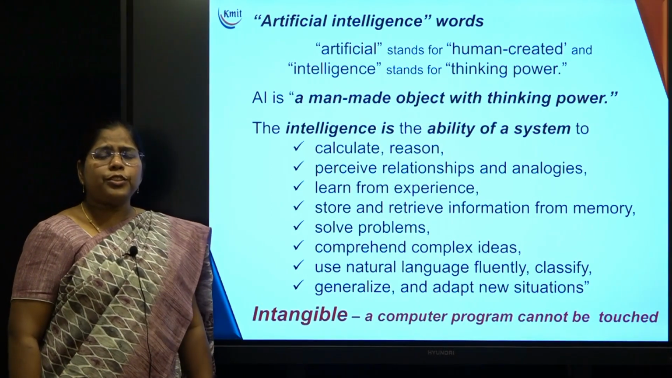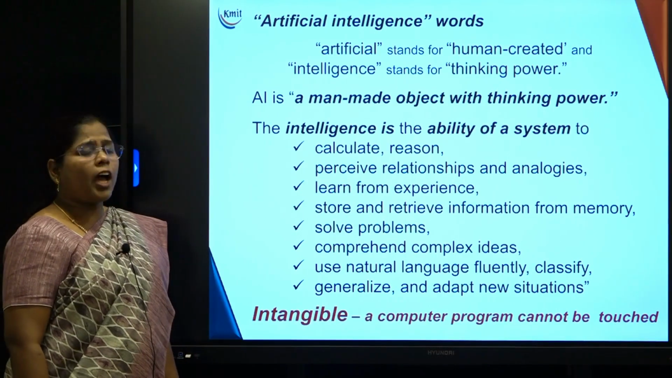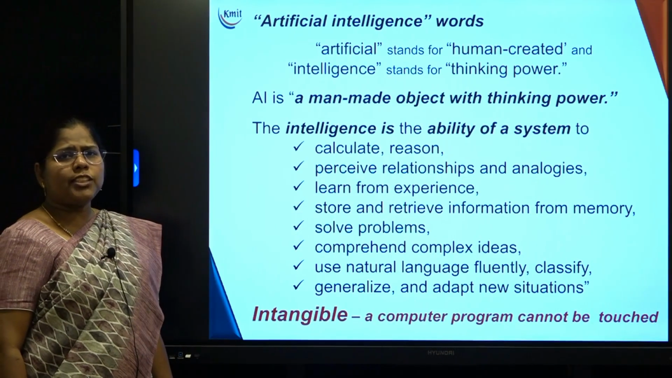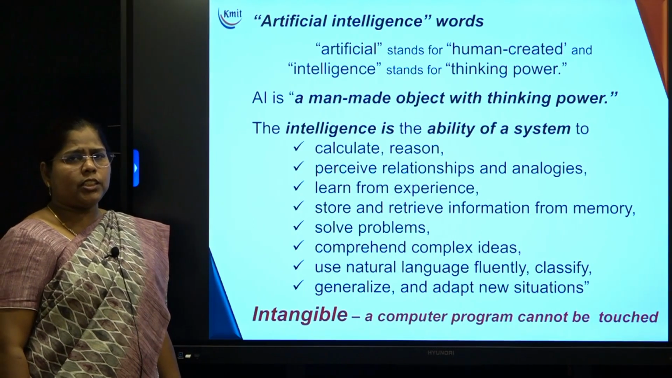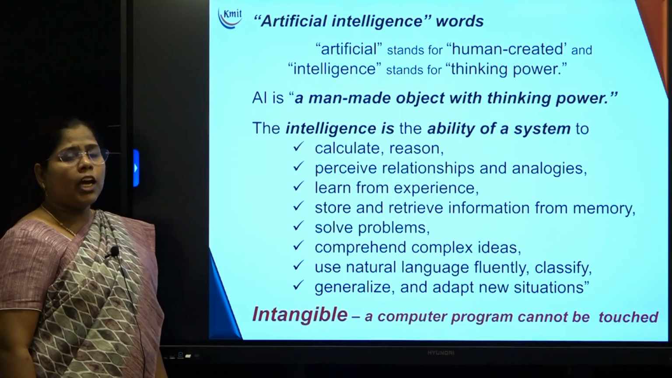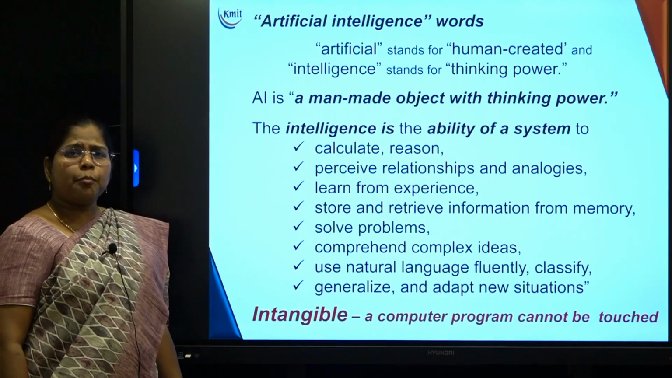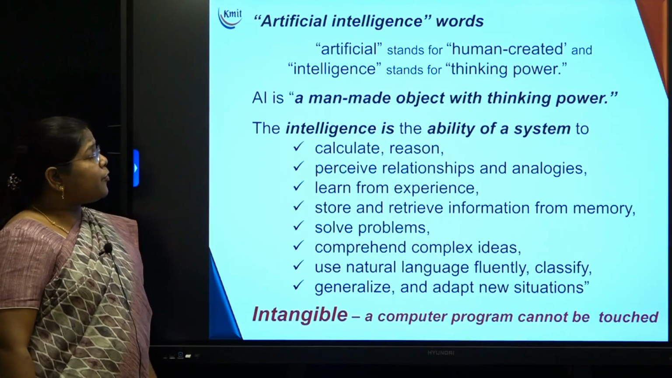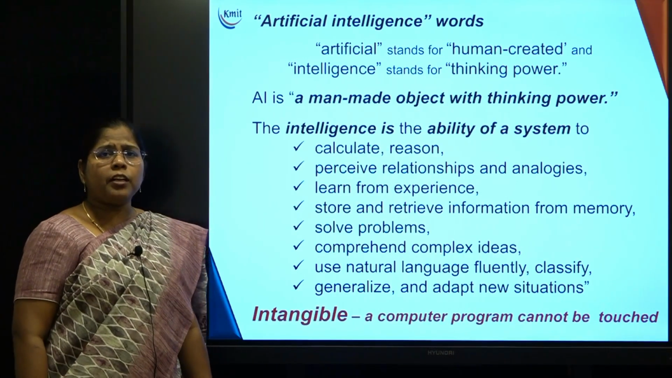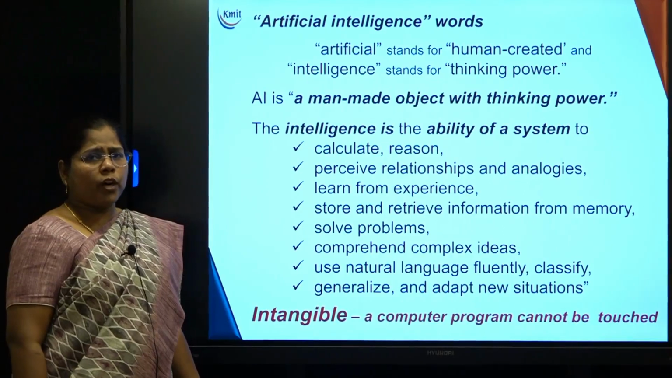Coming to artificial intelligence, it has two words. First one is artificial, second one is intelligence. What is artificial? Artificial is human created and intelligence is thinking power. If you think about artificial intelligence, it is a man-made created intelligence which has thinking power.